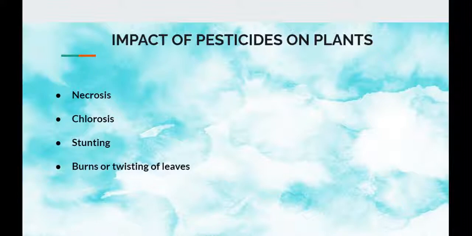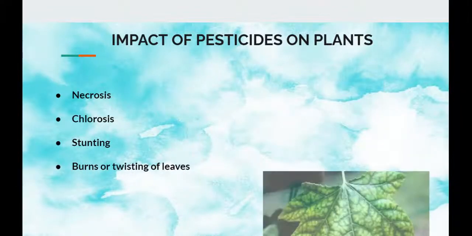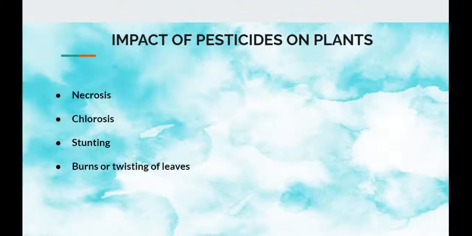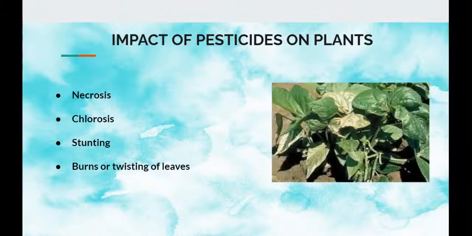The application of pesticides causes a form of toxicity, which can be seen as necrosis, chlorosis, stunting, burns, or twisting of leaves.